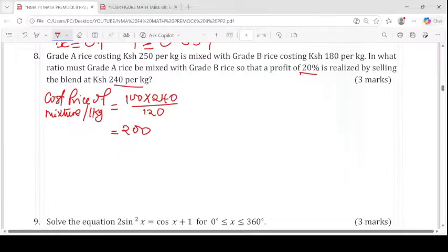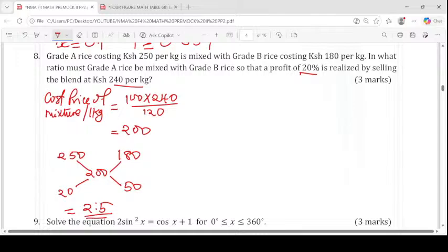After getting 200 shillings as the cost price, I can now use what is called, if this is 250, I can use the Pearson square method. B is 180, the cost price is 200. To get the ratio is now becoming very simple. 200 minus 180, this is 20. 250 minus 200, this is 50. So the ratio is 20 is to 50, which is 2 is to 5. The ratio becomes 2 is to 5.